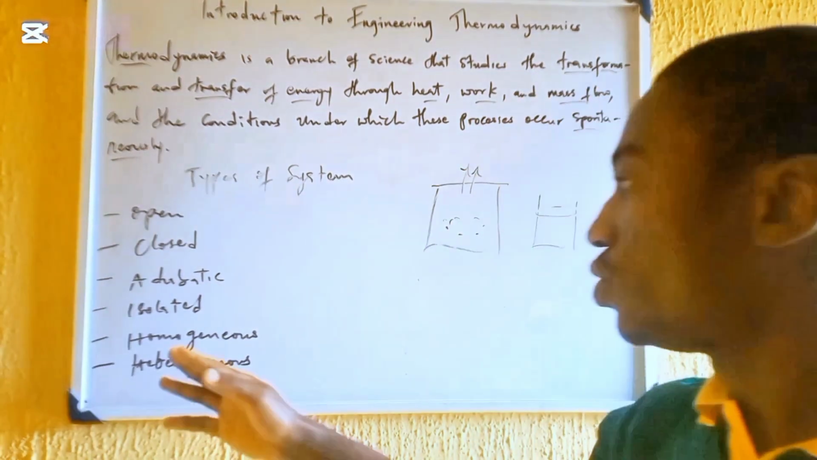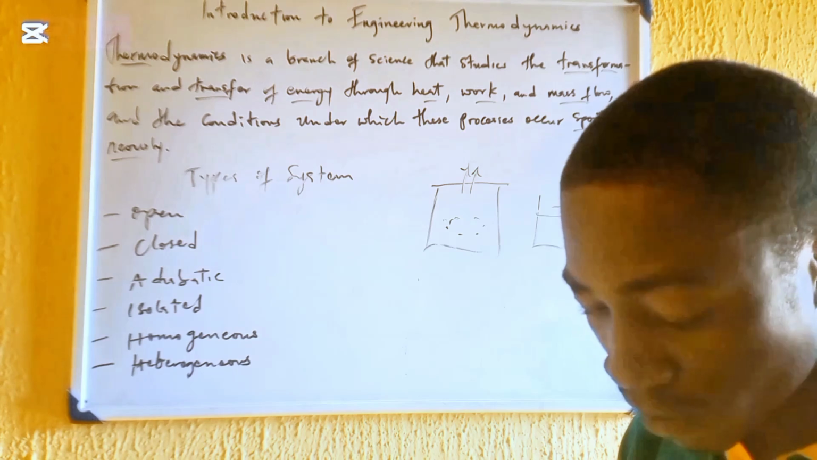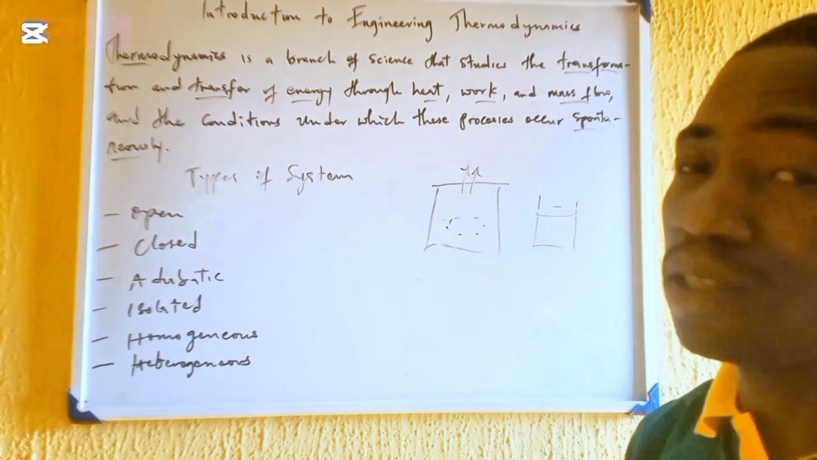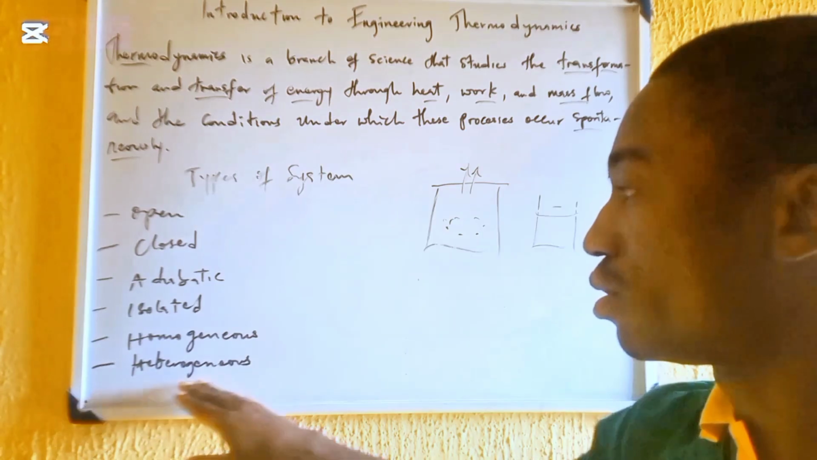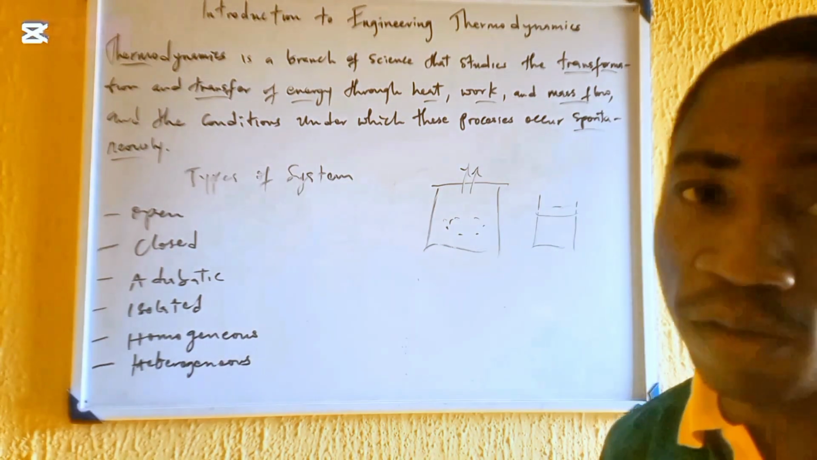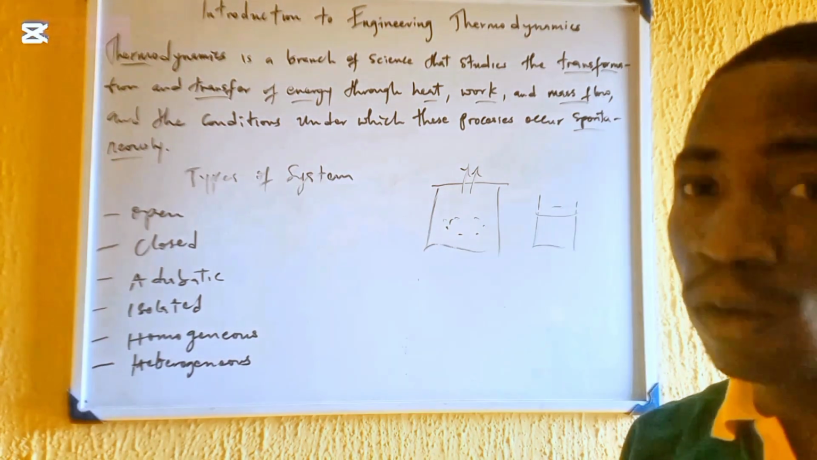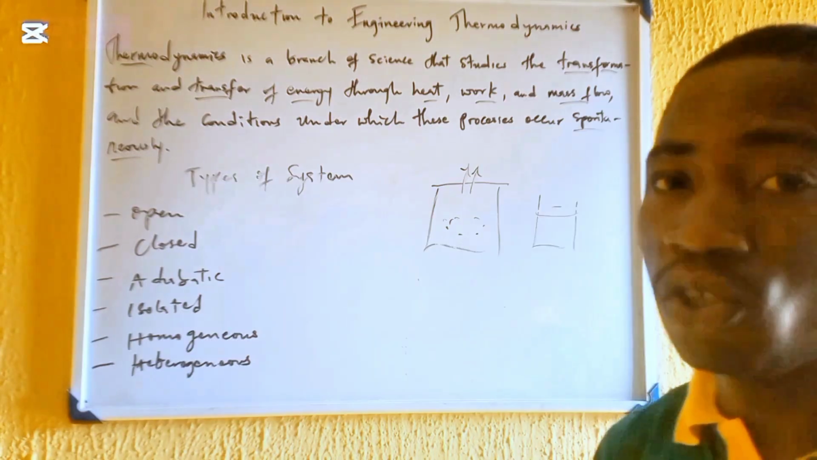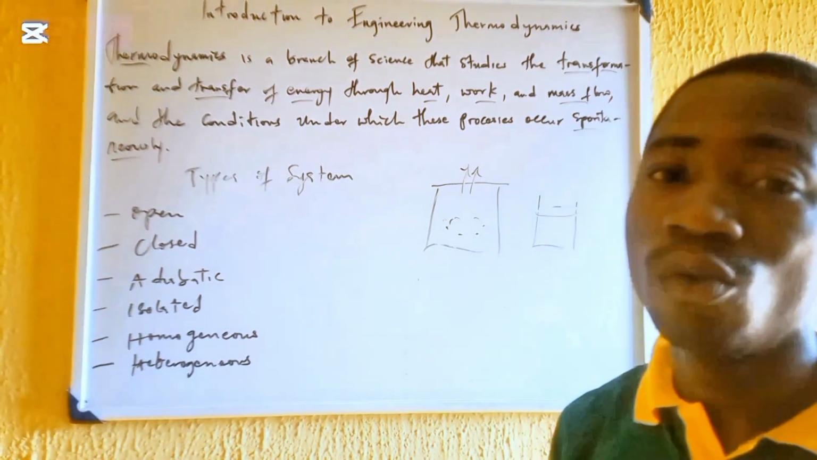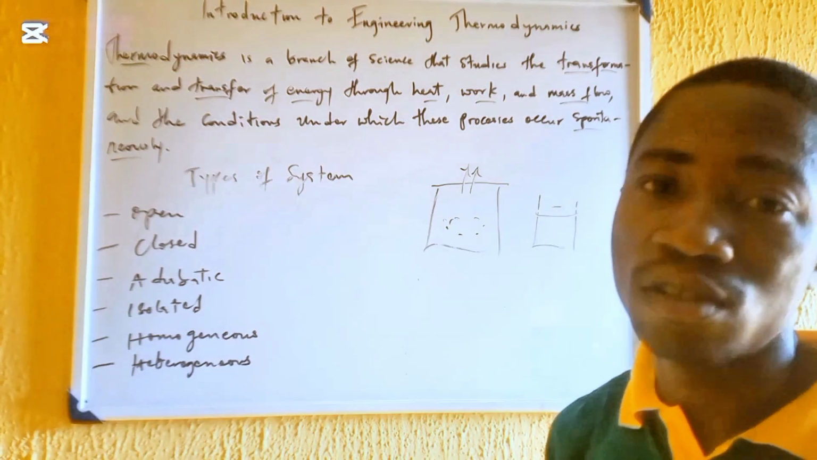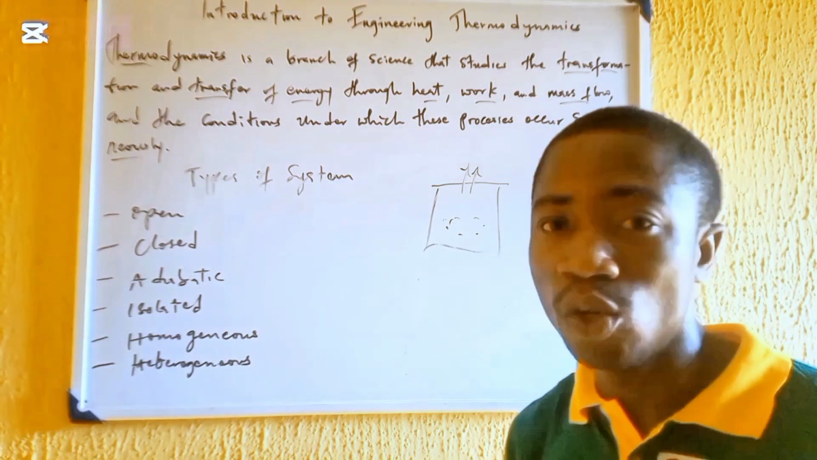Finally, we have homogeneous and heterogeneous systems. Homogeneous system is a system that comprises of just one phase of matter, whereas heterogeneous system comprises of more than one phase of matter. So when we're looking at one phase of matter, we are looking at a homogeneous system. But when we are looking at more than one phase of matter, we are looking at what? A heterogeneous system. That brings us to the end of this video.